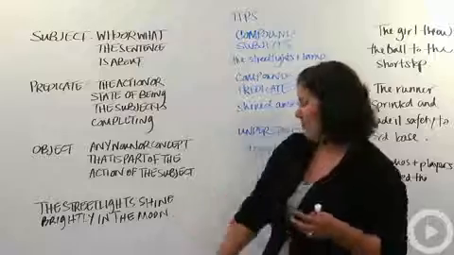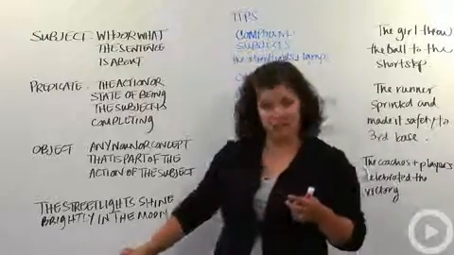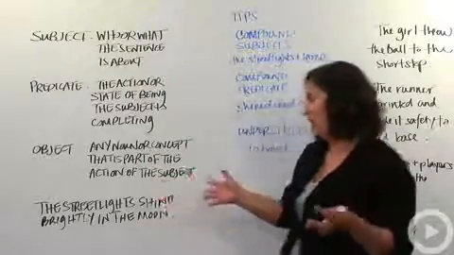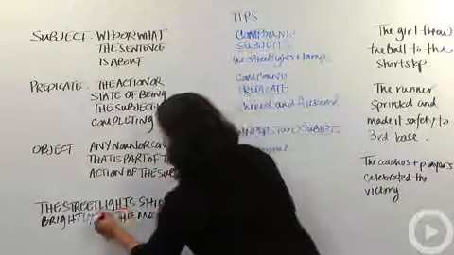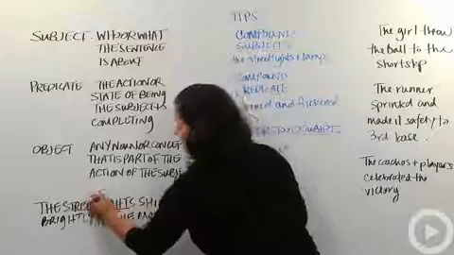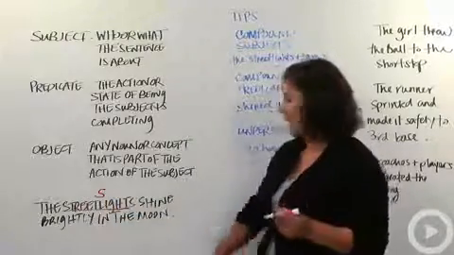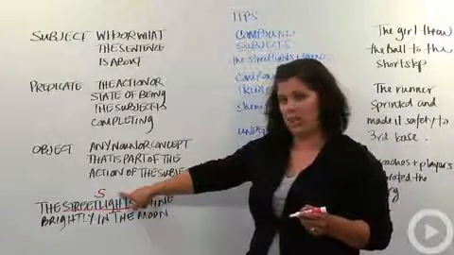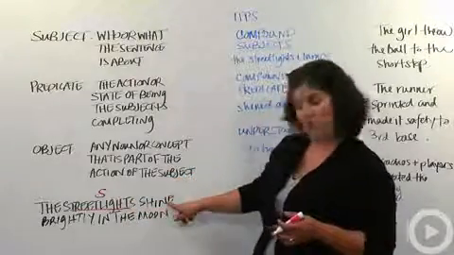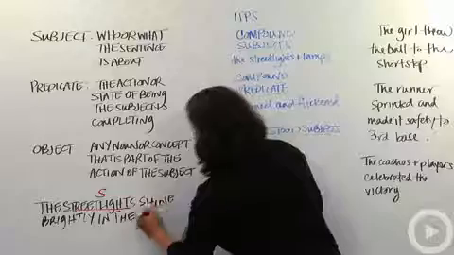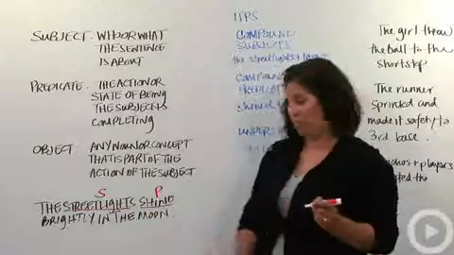So let's take a look at the example. The streetlights shine brightly in the moon. So who or what is this sentence about? Well, it's pretty easy. It's focused on the streetlights. So there we've got our subject, all right? Once we've got that subject, we just need to ask ourselves, well, what is that subject doing? So what are our streetlights doing? They're shining. So shine is our predicate.